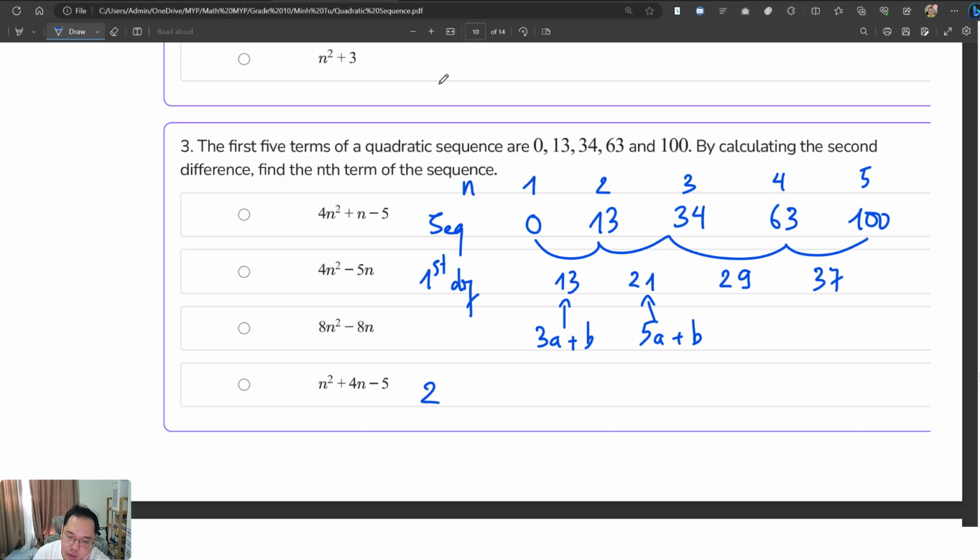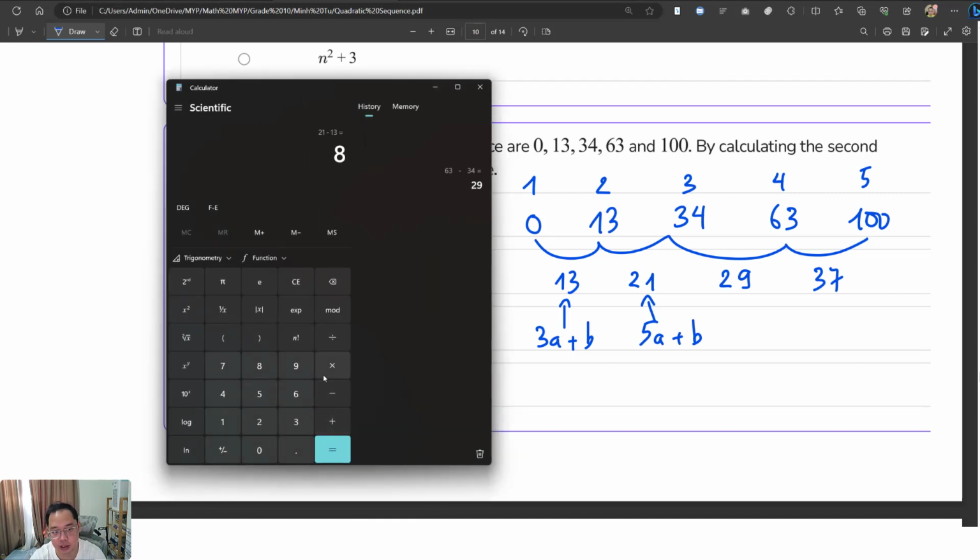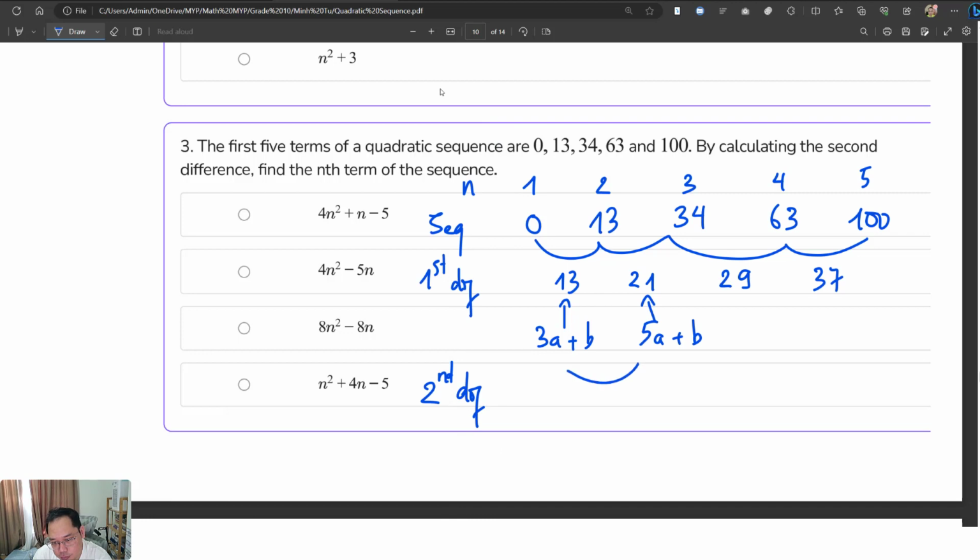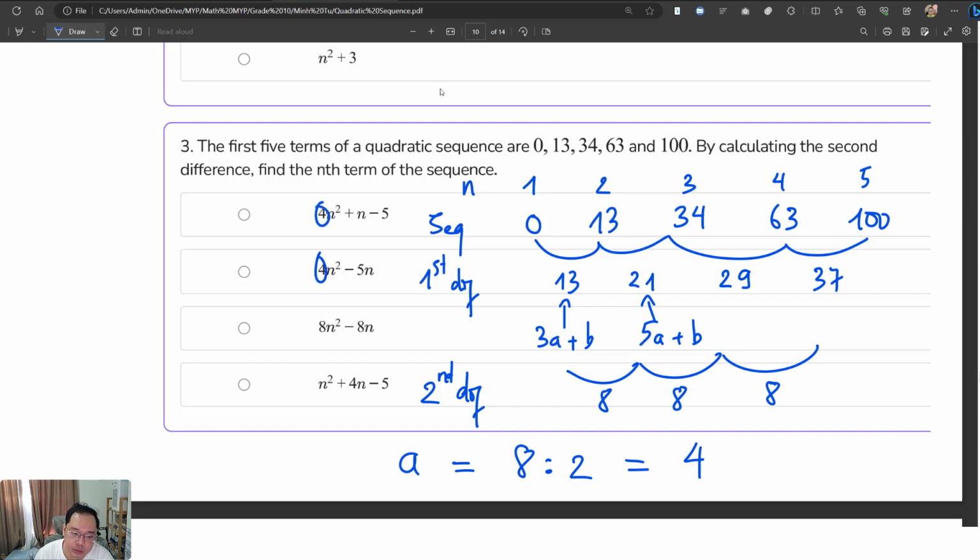Now, moving on, finding the second difference. 21 minus 13, yeah, is 8. And between 21 and 29 is also 8. And 29 to 37, of course, 8. And therefore, the constant a is this value 8 divided by 2, meaning a is 4. So now we have the value 4 for the n squared term, meaning we will eliminate these two options, of course. a is 4.